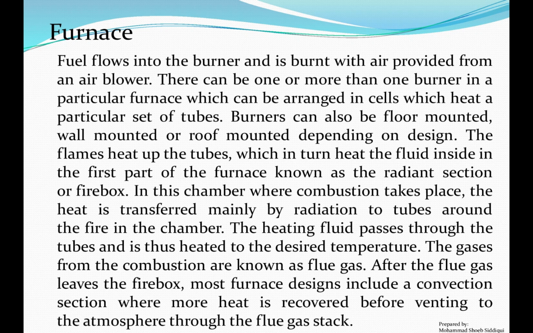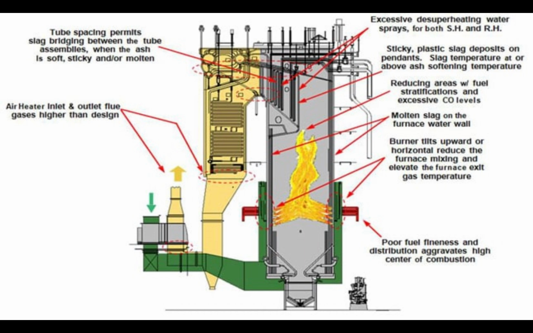The flames heat up the tubes, which in turn heat the fluid inside, in the first part of the furnace known as the radiant section or firebox. In this chamber where combustion takes place, the heat is transferred mainly by radiation to tubes around the fire in the chamber. The heating fluid passes through the tubes and is thus heated to the desired temperature. The gases from the combustion are known as flue gas. After the flue gas leaves the firebox, most furnace designs include a convection section where more heat is recovered before venting to the atmosphere through the flue gas stack.